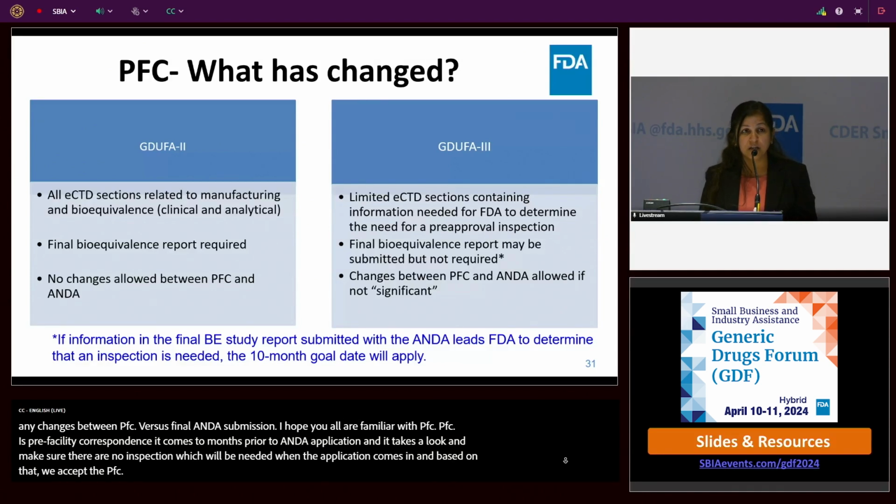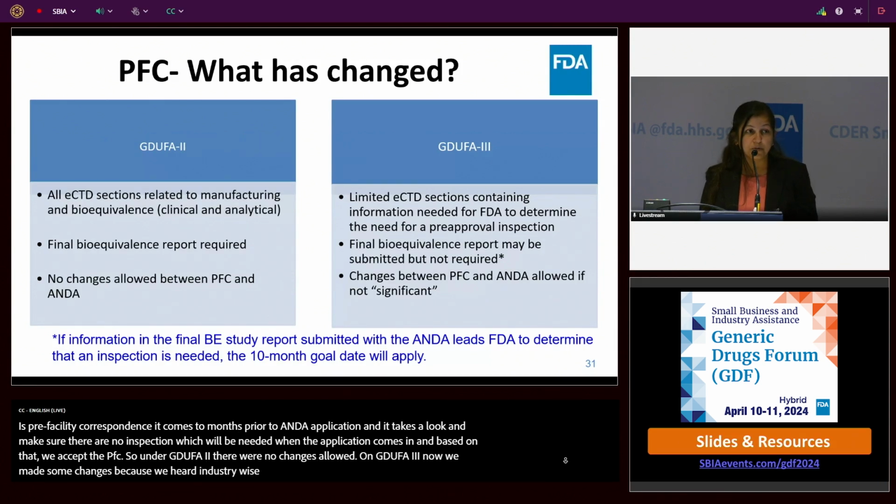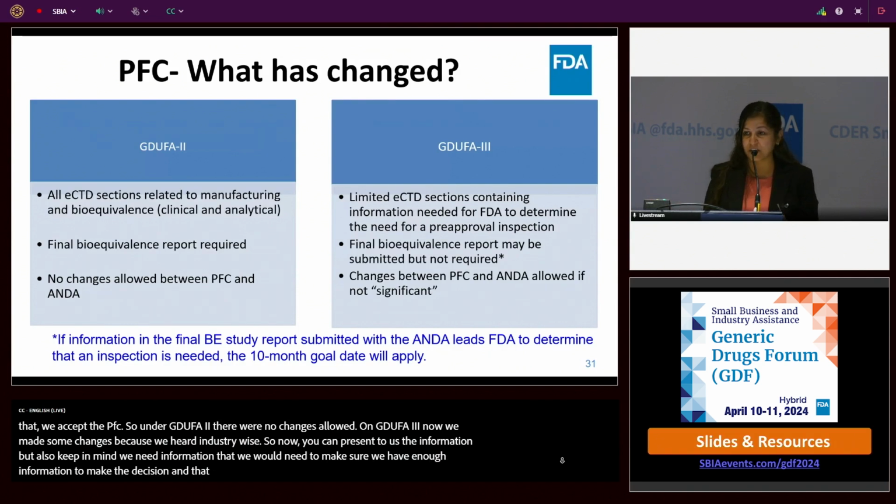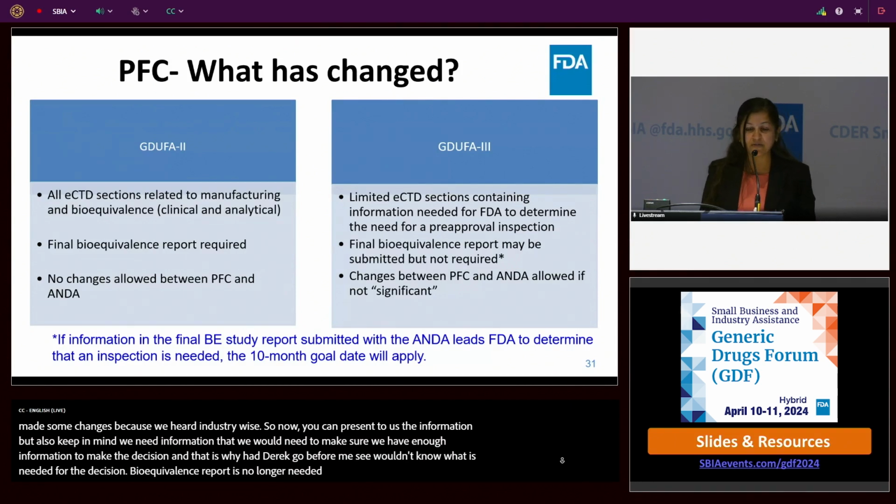Now in GDUFA 3, we made some changes because we heard the industry voice. So now you can present to us limited eCTD information, but also keep in mind that we need to make sure that we have enough information to make a pre-approval inspection decision. And that's why I had Derek go before me, so you understand what is needed to make a pre-approval decision. The bioequivalence report is no longer needed, but you can always submit it. It's always nice to have that.